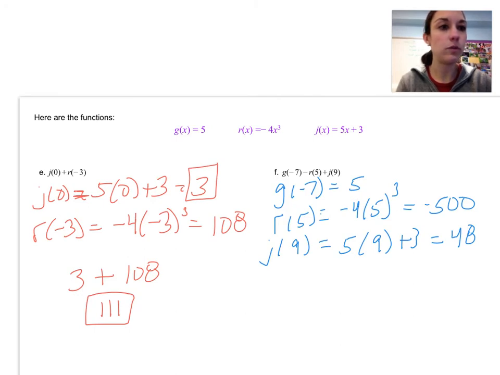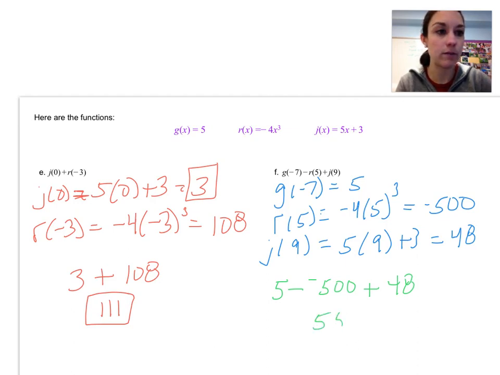So if we go through, we have g of negative 7 was 5, minus r of 5, which was negative 500, plus j of 9, which is 48. If we add all those up together, we get 553 for our final answer.